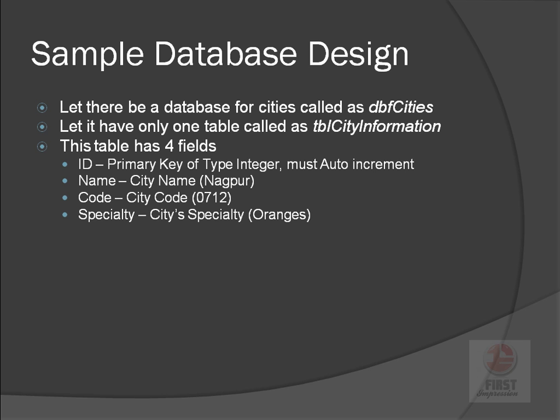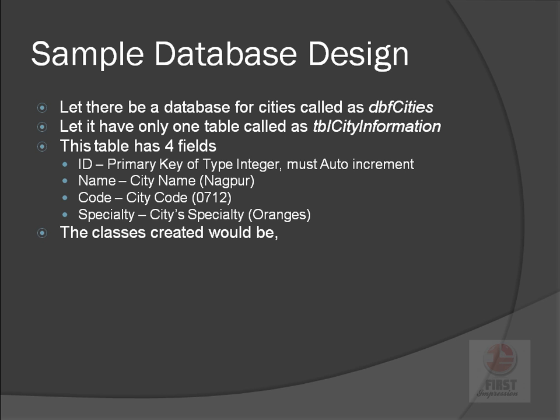It is of type integer because the ID will be 1, 2, 3, 4, 5, 6, 7, 8. That is an integer, and it must auto increment. Means what? The ID should increment automatically as you insert records. The second is the name. For example, you'll have the city name like Nagpur, the code that is 0712, and the specialty, say oranges.